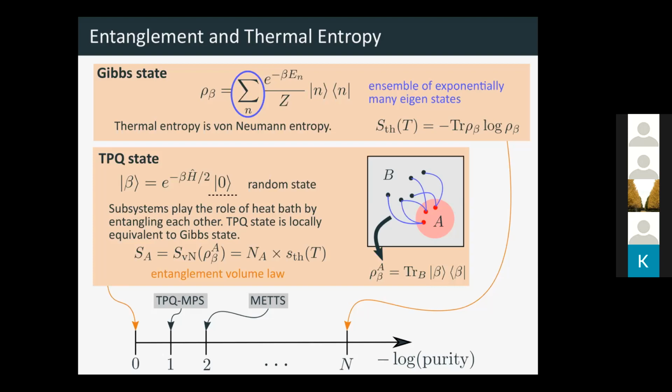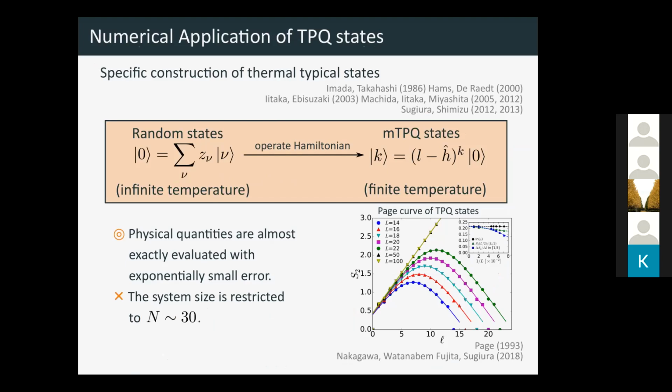And now the typical states have been used in numerical physics since 1986, by Japanese people and also by European people as well. This is one of the simplest preparations of a microcanonical typical state. Here we start from the random state, which is given by the random superposition of the whole Hilbert space like this. And then by operating the Hamiltonian on that random state repeatedly, we can decrease the temperature down to nearly zero, where H is the Hamiltonian divided by the system size and L is a real number, which can be properly chosen.